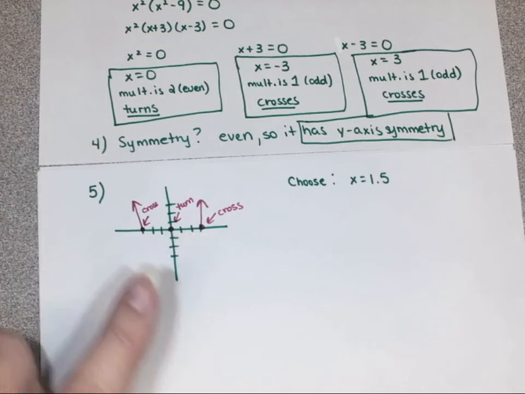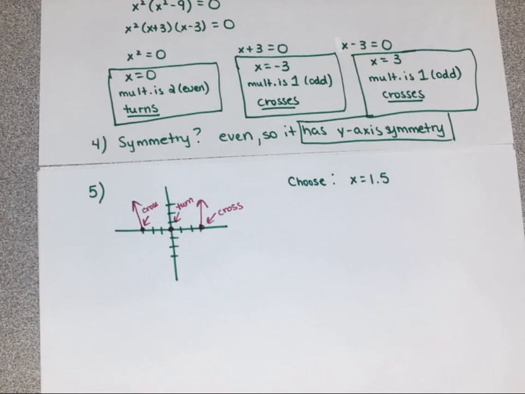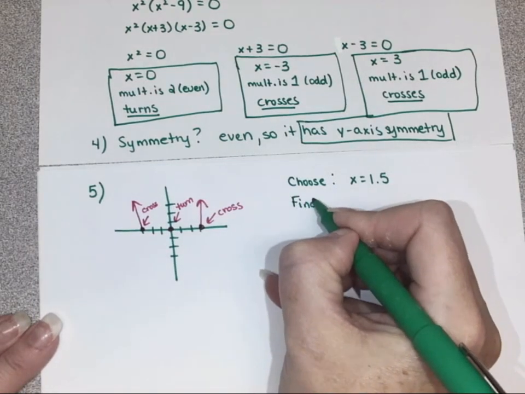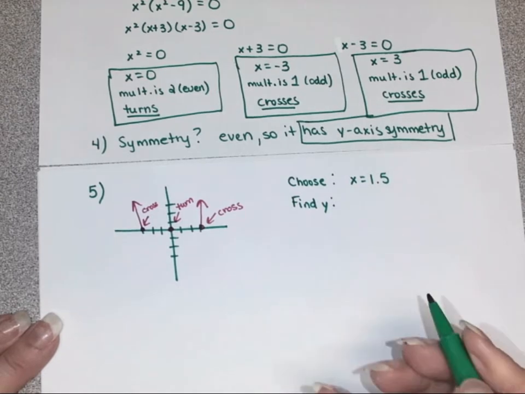0 and 3, right? So I'm not going to pick 1 and 2. I could, but if I can pick 1.5, I'll get right in the middle of both of them. Okay? So I'm going to pick 1.5. So how am I going to figure out what the y value is there? It's actually pretty easy. I just plug it in. If I want the y, I just plug it in.